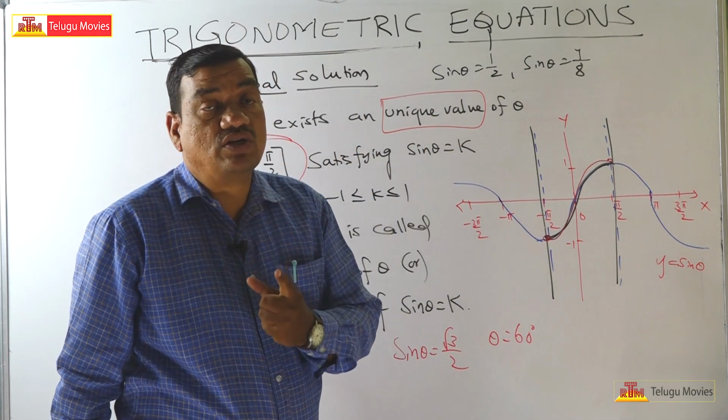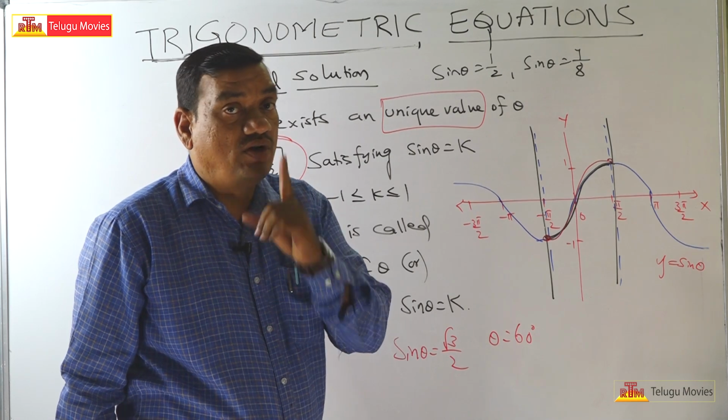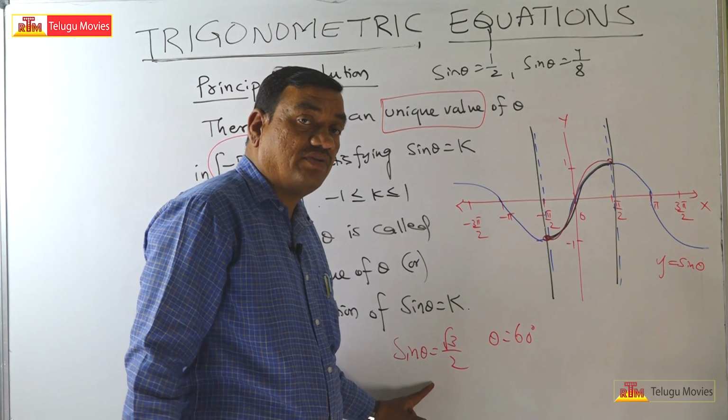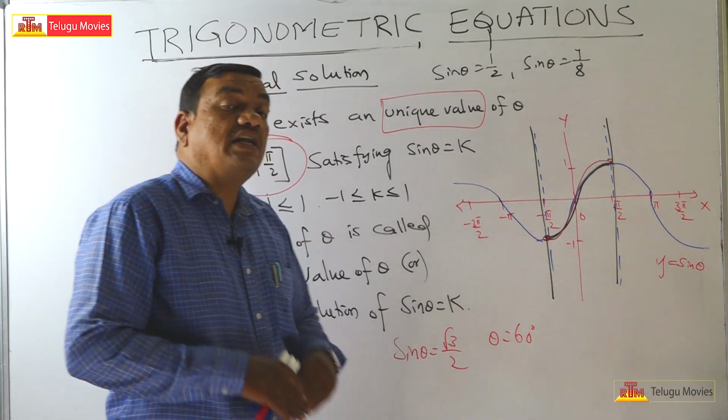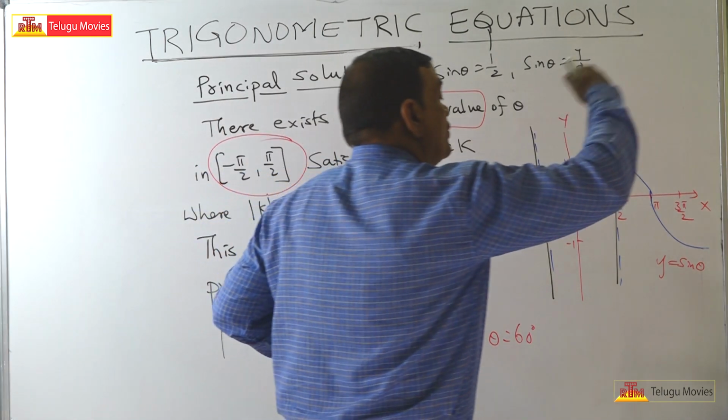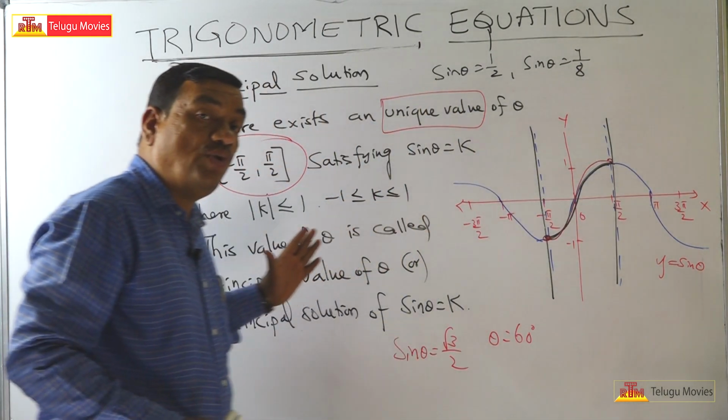One and only one solution will come from minus pi by 2 to plus pi by 2. For this particular equation you will get 60 degrees. What about the remaining solutions? The remaining solutions will come from pi by 2 to the right hand side, minus pi by 2 to the left hand side.